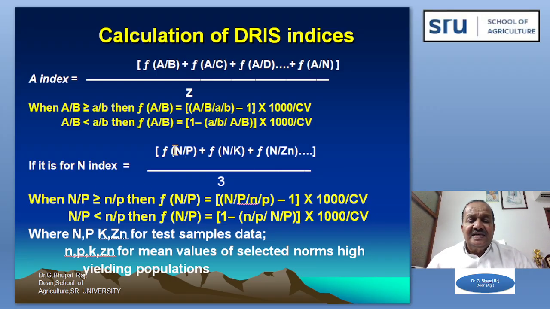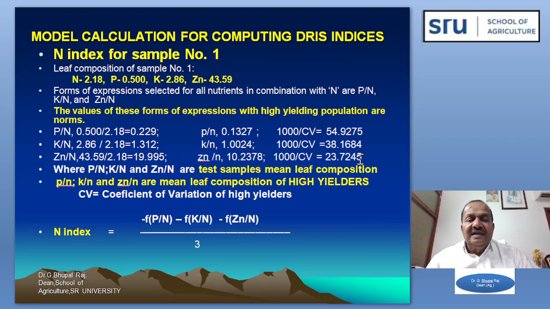How to calculate? If the test sample N by P is more than small n by p, that is the reference value, we use this equation. If it is less than the reference value, we use this equation. So instead of A, here I have shown the nitrogen phosphorus ratios. Then we will take one example of one leaf sample data and show how we will calculate.